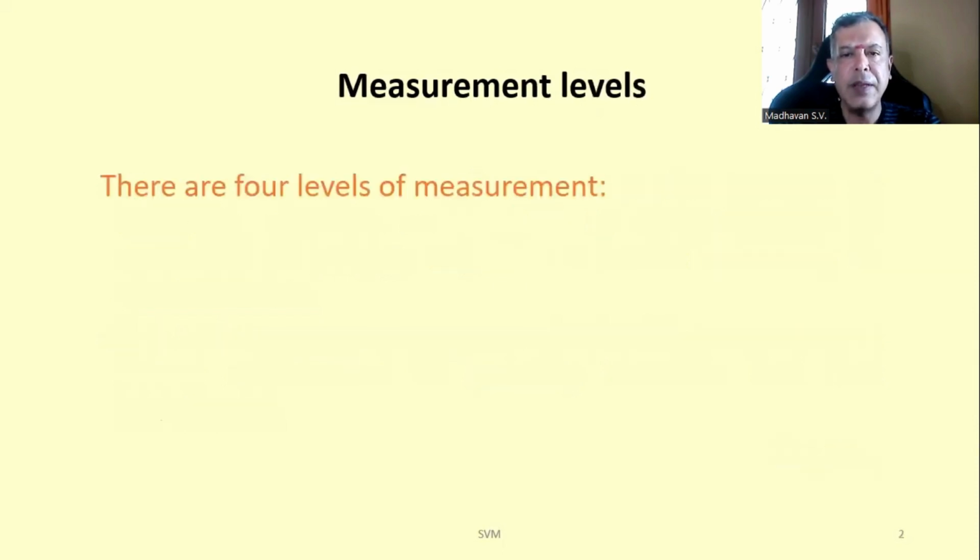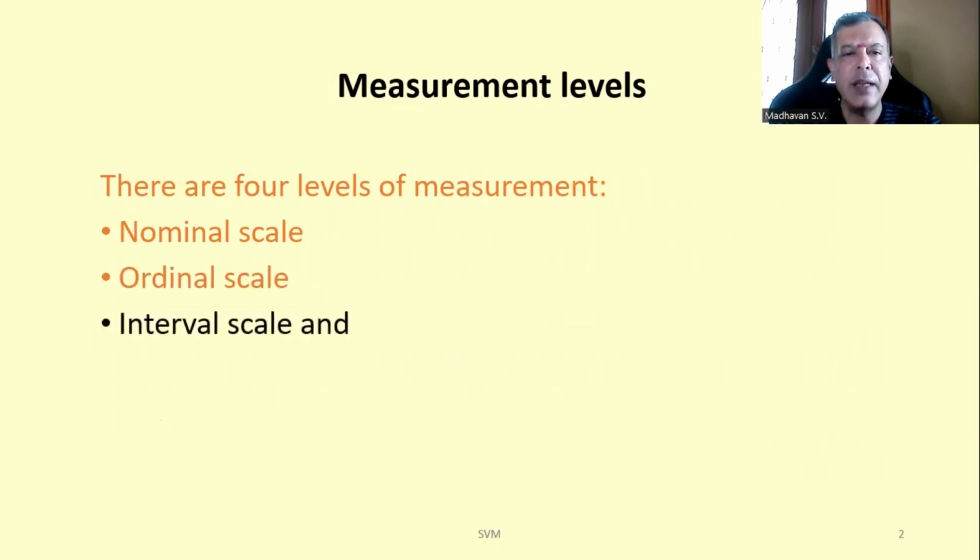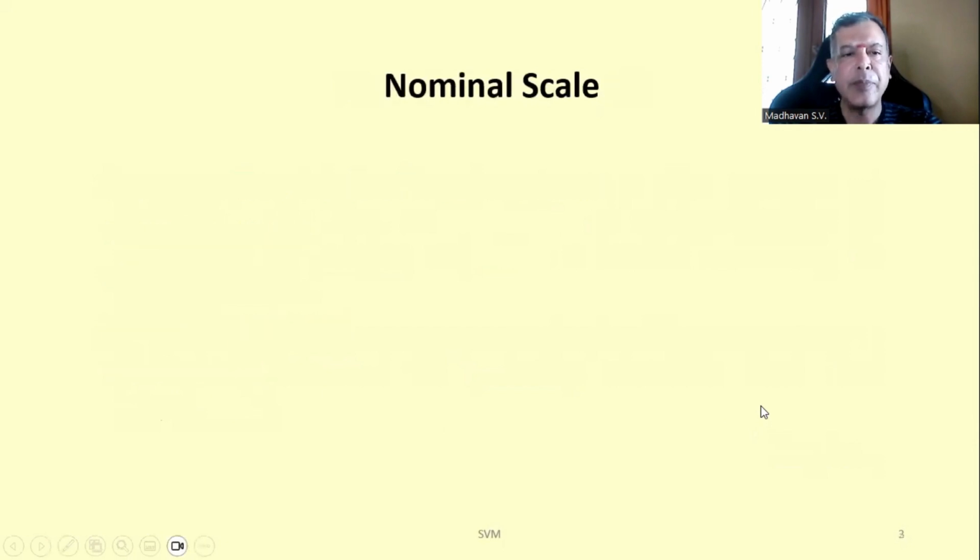Different measurement levels. There are 4 different measurement levels. First one is nominal scale, then ordinal scale, then interval scale, and finally ratio scale. These are the 4 levels of measurement. In this order only, nominal scale is the lowest form of measurement scale, and ratio scale is the highest form of measurement scale in the same sequence.